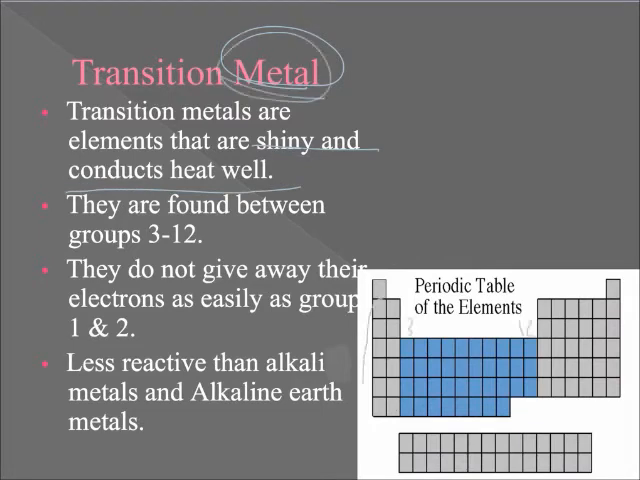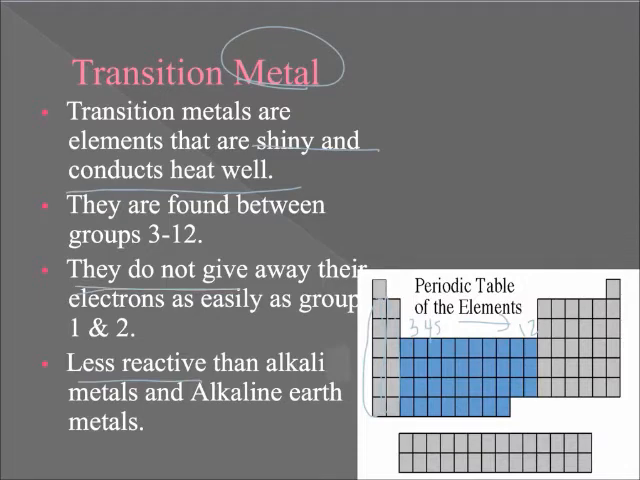But unlike alkali and alkaline earth metals, transition metals are less reactive. They're found between groups 3 through 12. So if this is 3, 4, 5, so on and so forth, okay? The reason that they're not as reactive is because they do not give away their electrons as easily.